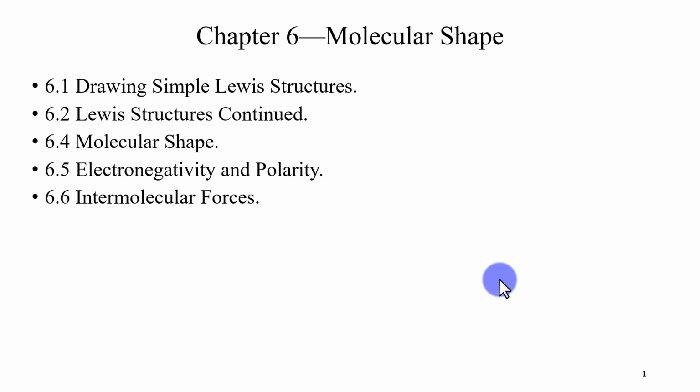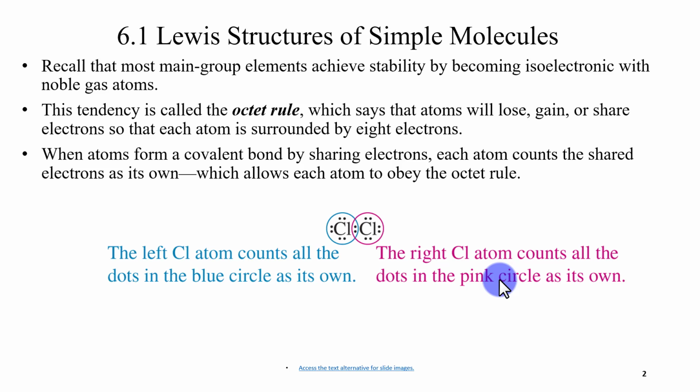We will start by discussing how to draw Lewis dot structures, and we will be doing a lot of examples of these in class. We have mentioned this before, that main group elements try to achieve stability by becoming isoelectronic with noble gas elements, meaning they try to lose or gain electrons or share electrons to achieve the same noble gas configuration as the noble gas that's closest to them.